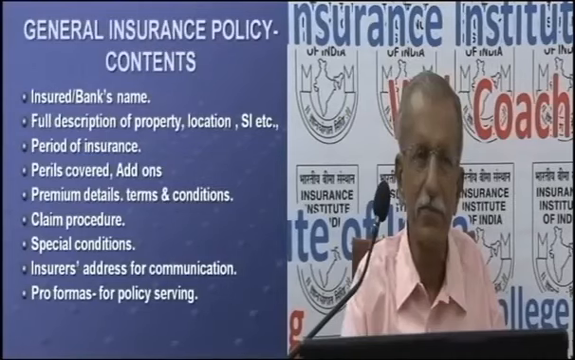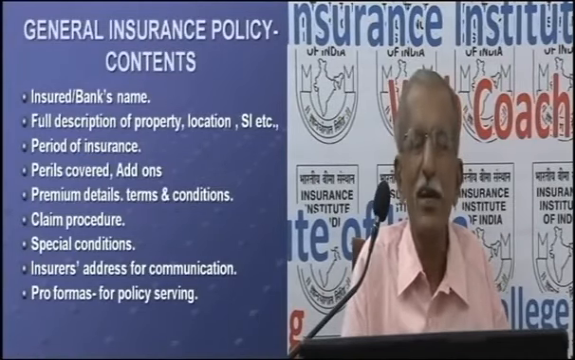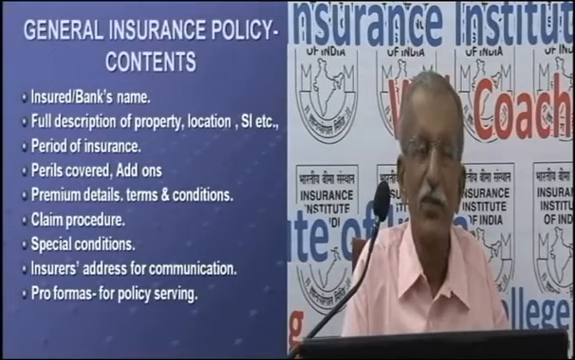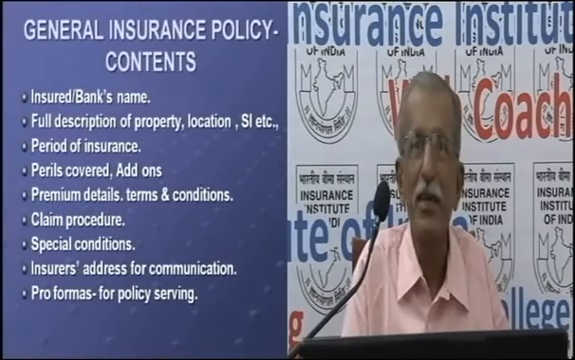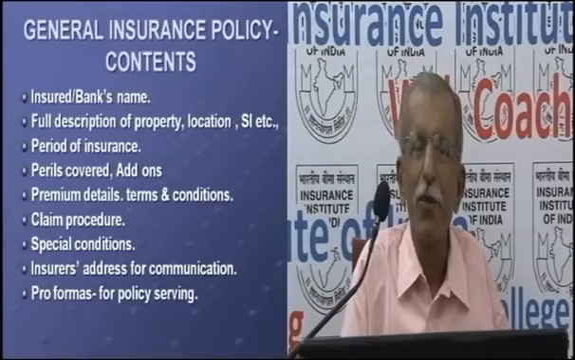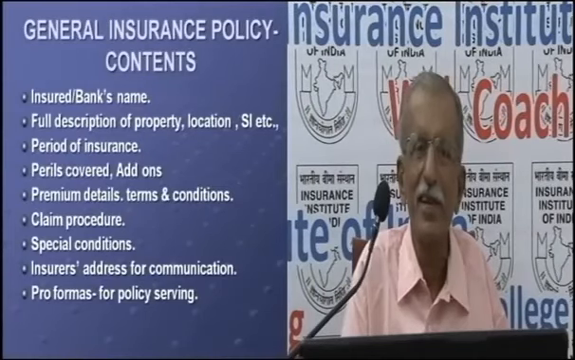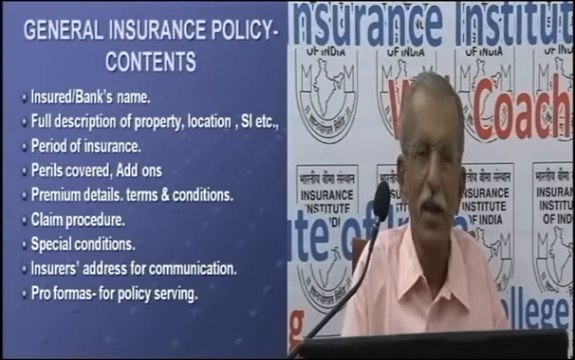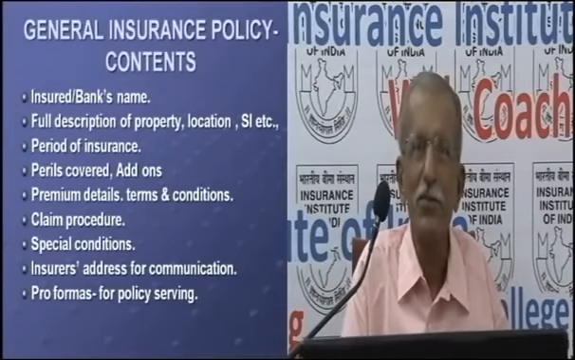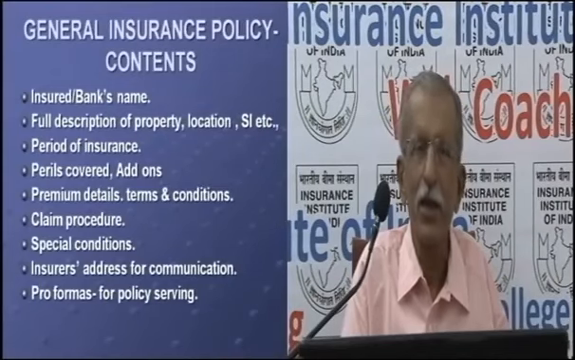Now, as far as a non-life or general insurance policy is concerned, it should have the insured's name and the bank's name. As we saw, if the policy is assigned in the beginning, then the bank's name will appear on the face of the policy as joint insured. Like Bank of India account, ABC Company Limited. That is the insured's name and bank's name. Then full description of property insured or subject matter of insurance in non-property insurances. Location, etc. in case of property insurance.